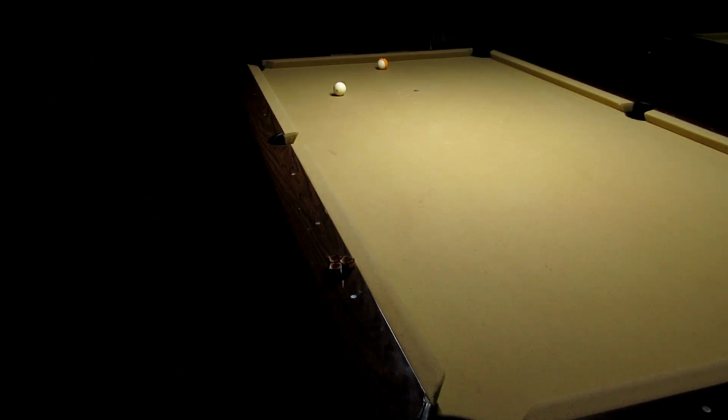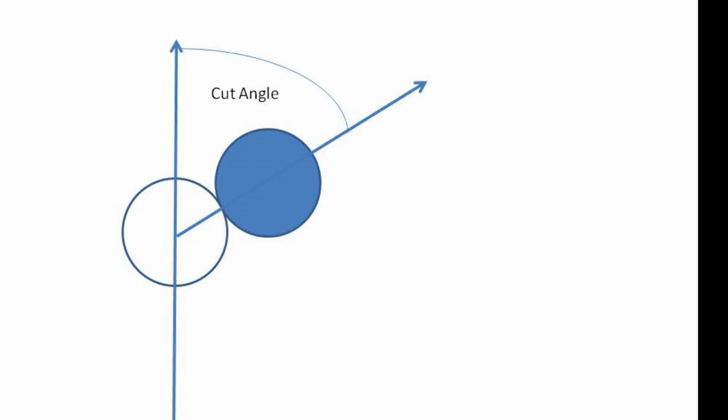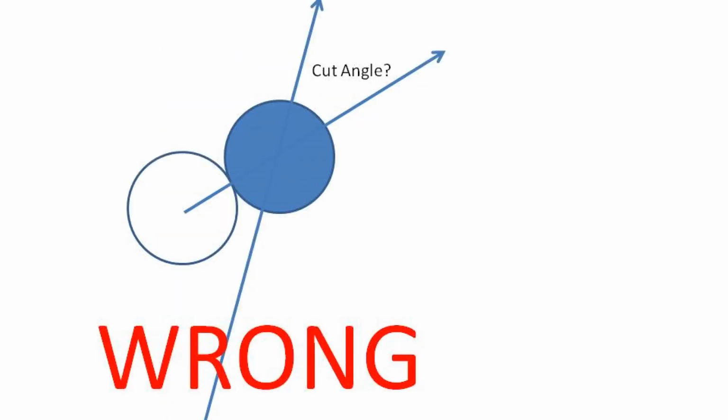If you learn angles by using the AimRight, the geometry will be correct and you just observe. Without the AimRight, you have to do the geometry correctly, and that's much more difficult. Observe the shot and then notice that the cut angle is formed using the ghost ball center as the angle's vertex and not the object ball center.